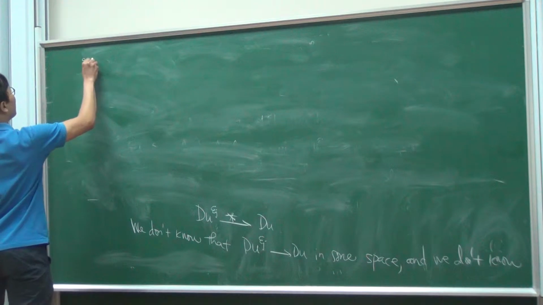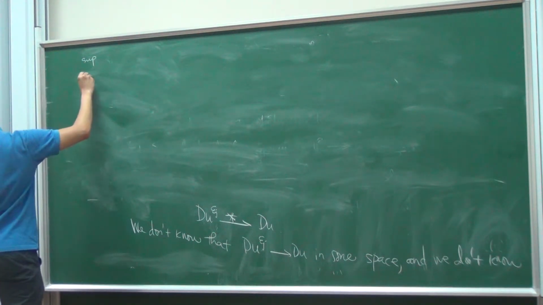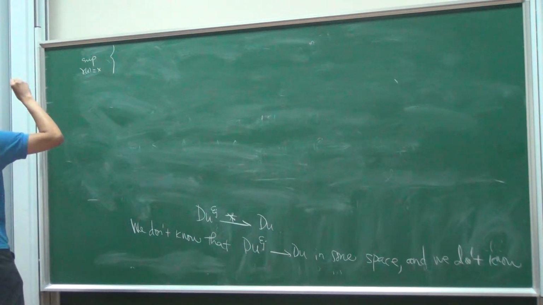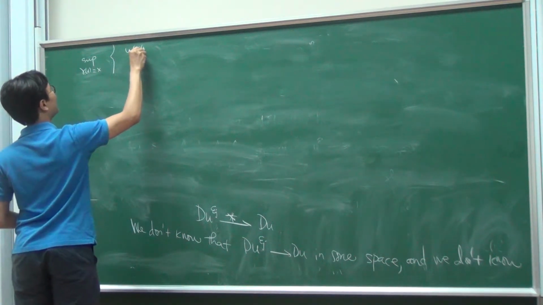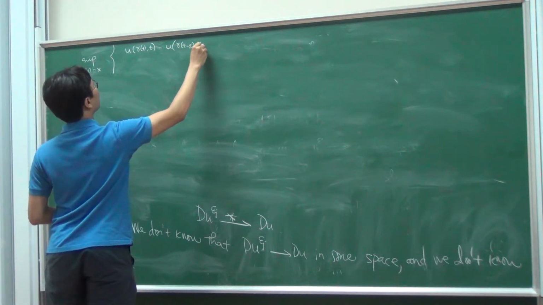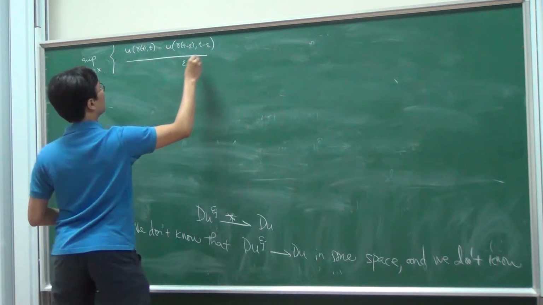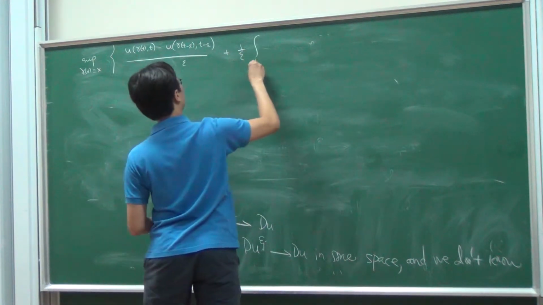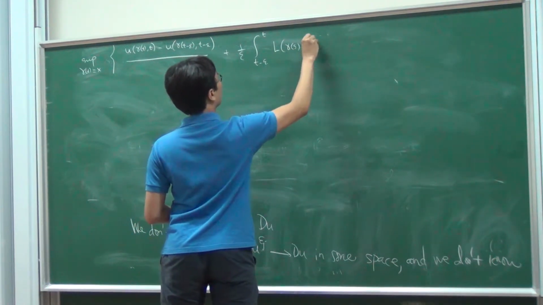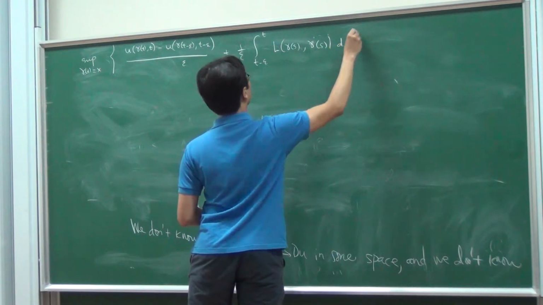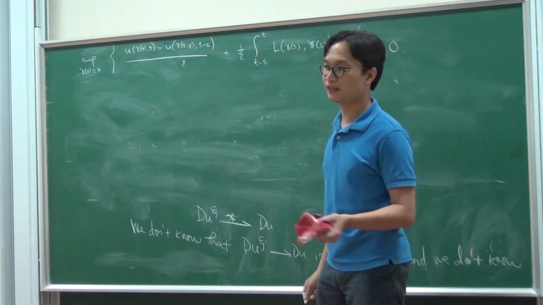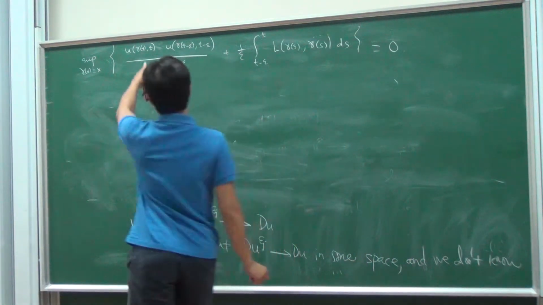So sup over gamma with gamma t equal to x, I'm going to divide everything by epsilon. Remember that x is actually gamma t, so u(gamma t, t) minus u(gamma t minus epsilon, t minus epsilon), divided by epsilon, plus 1 over epsilon times the integral from t minus epsilon to t of L(gamma s, gamma dot s) ds is equal to 0. Okay? Now, by the mean value theorem or the differentiation rule, this is equal to what?